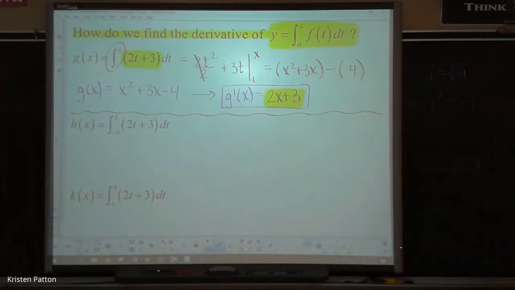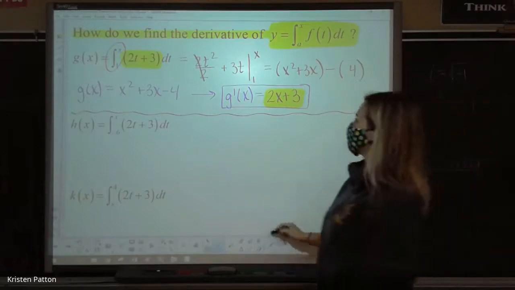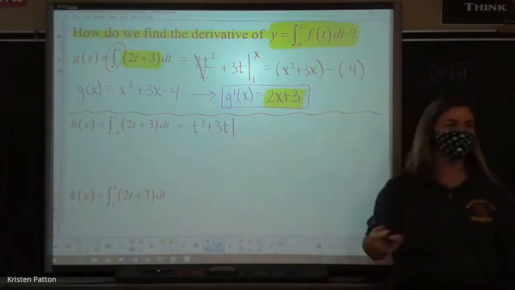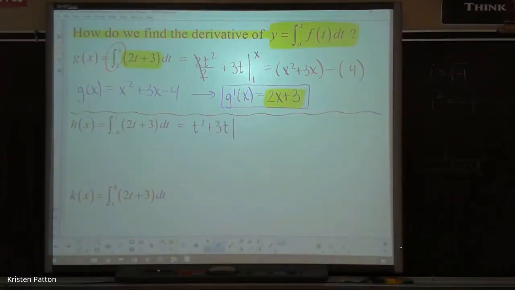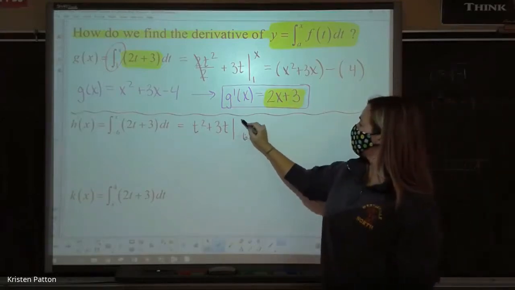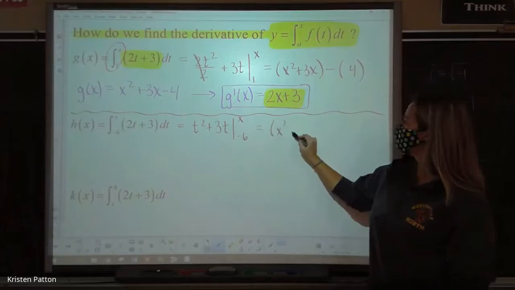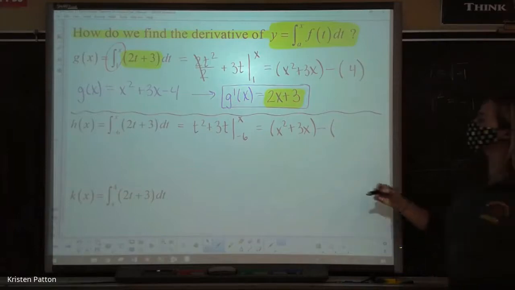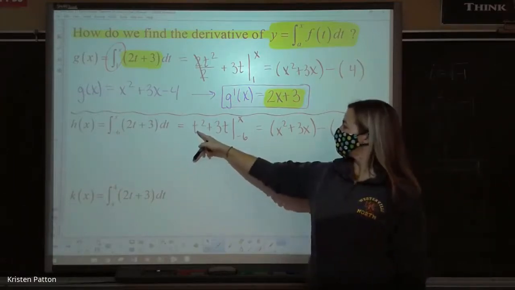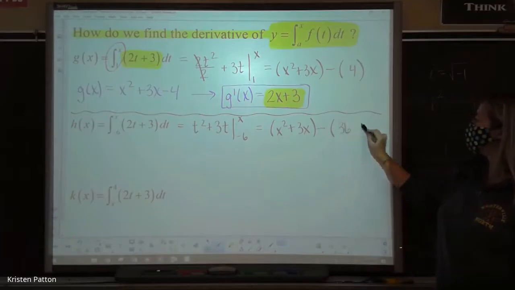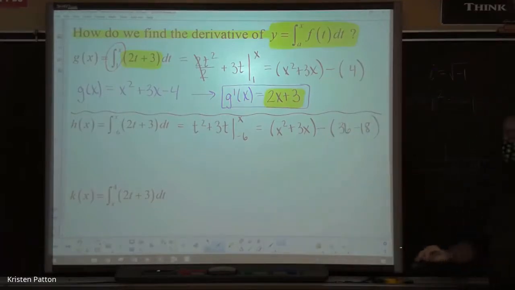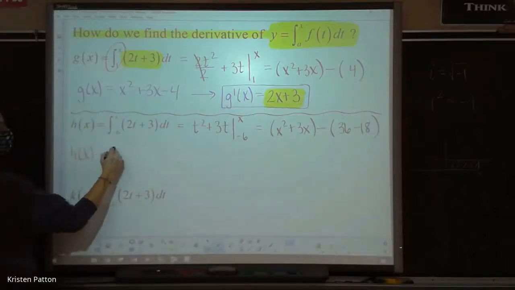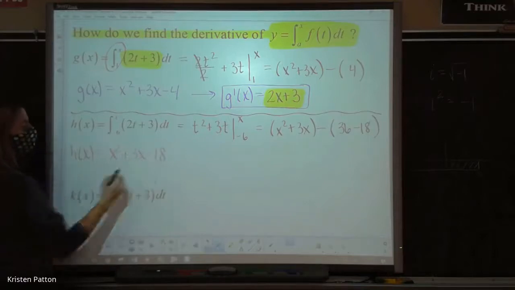If we're being asked to find the derivative of this function, let's clean it up first, just like we did up top. So again, I'm going to take the antiderivative, which this time I'm just going to use the cleaned up version, t squared plus 3t, and evaluate it from -6 to x. So I plug in my upper bound and I get x squared plus 3x. And when I plug in a lower bound, I get 36 minus 18. So h of x, as I simplify, equals x squared plus 3x minus 18.